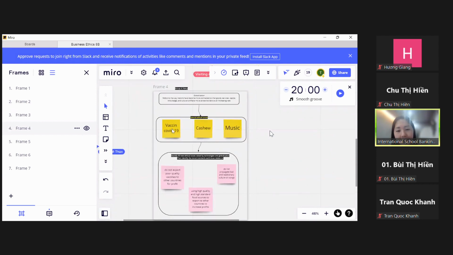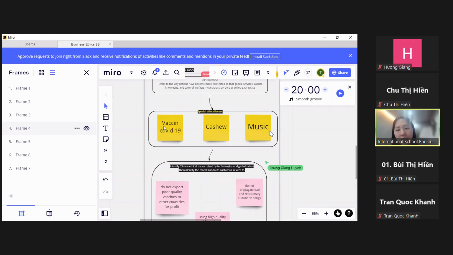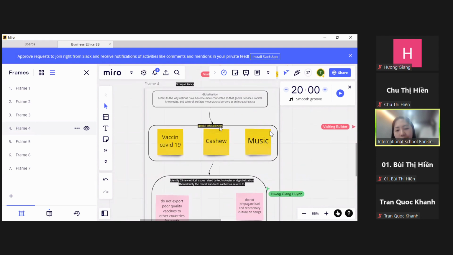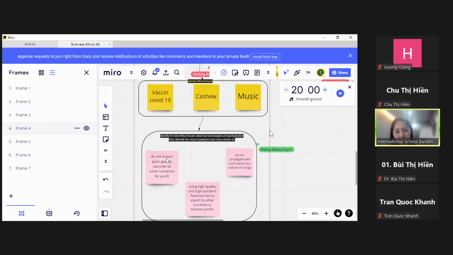Okay, group fancy vaccine, COVID-19. So I can understand this one as special ethical issues. Okay, this is good example already, but it's not very clear in this case. Do not export poor quality vaccine to other countries for profit. So this look like a non-moral standard to me, not an ethical issue. So you have to have a case right here to show that it is an ethical issue. Using high quality and high standard food resource, food to export to other countries to increase profit. So this is still like a good thing to do. Not very clear, it's not an ethical issue.